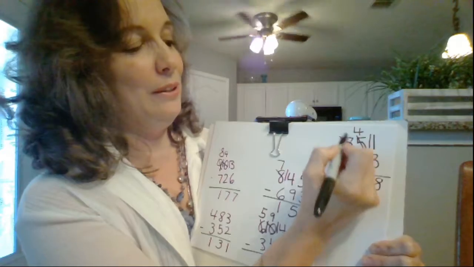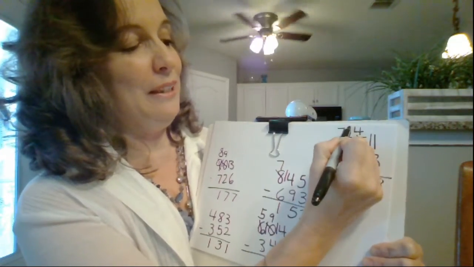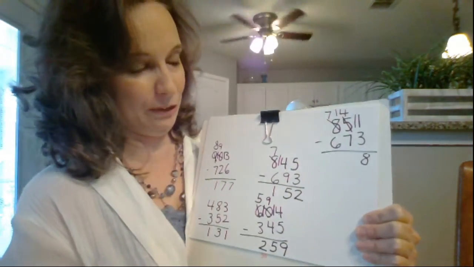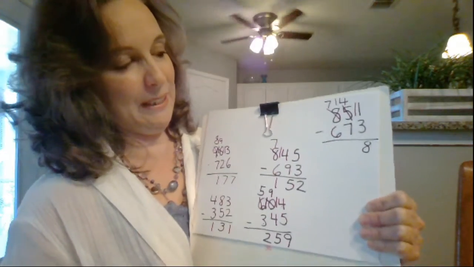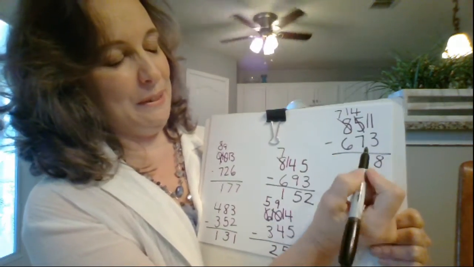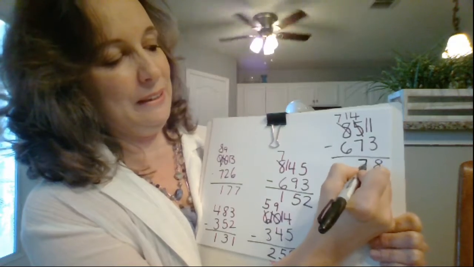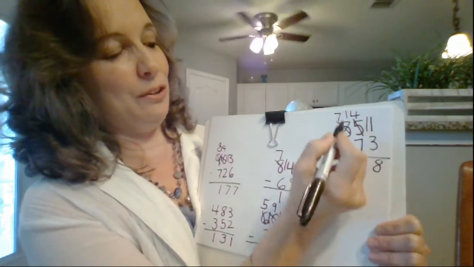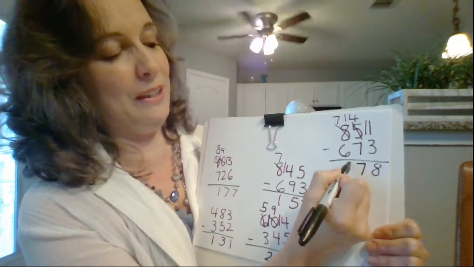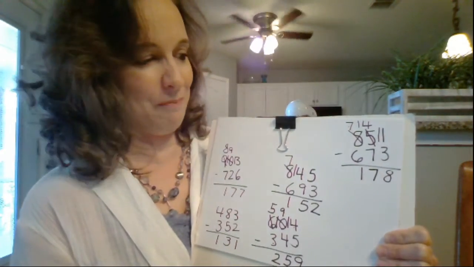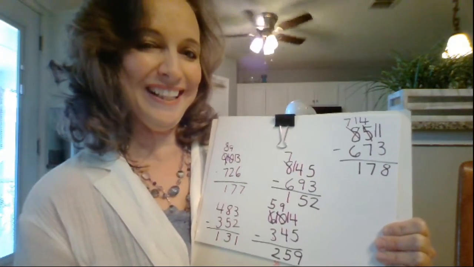We got to borrow. Make this 7 groups of 100. Bring that group of 100 over here, and it's 10 groups of 10s plus 4, 14. 14 groups of 10 minus 7 groups of 10 leaves you with 7 groups of 10. 7 groups of 100 minus 6 groups of 100 leaves you with 1 group of 100. 178. We are in the big stuff now. You should be proud of yourself. This is lots of borrowing. That is super fun.